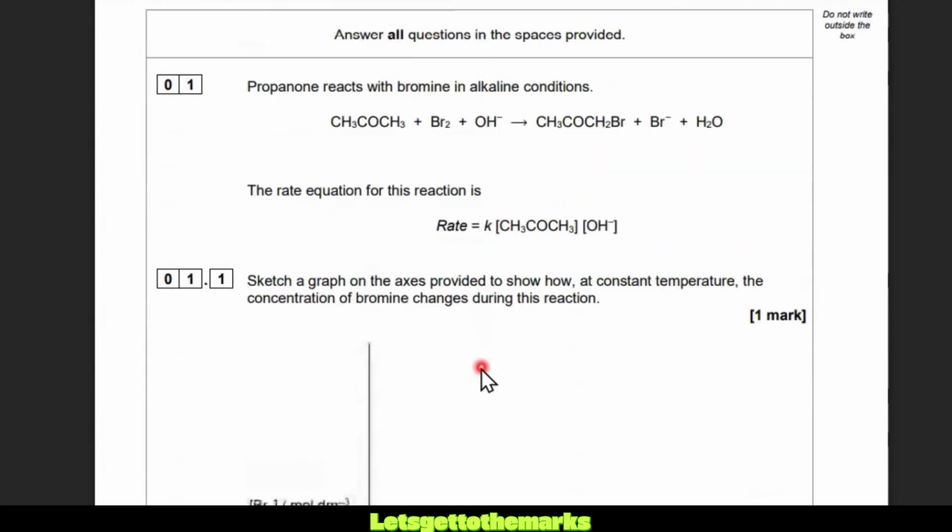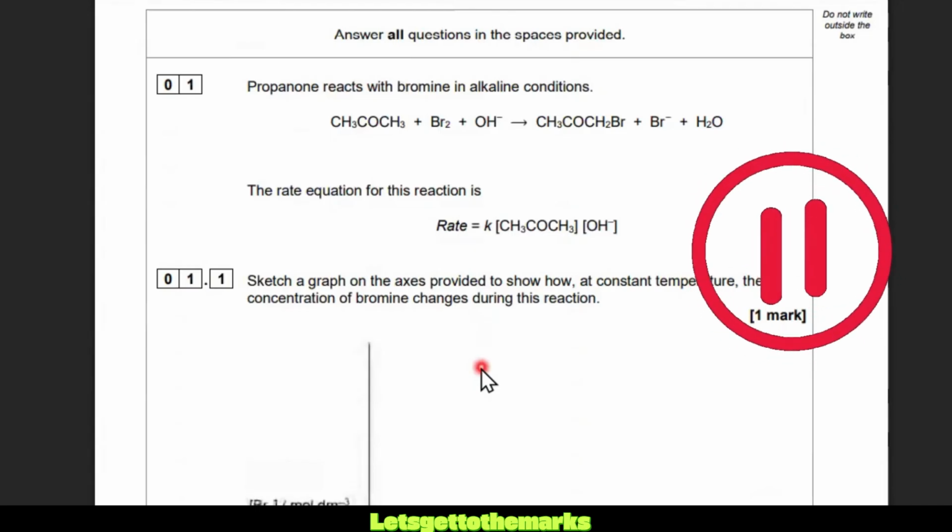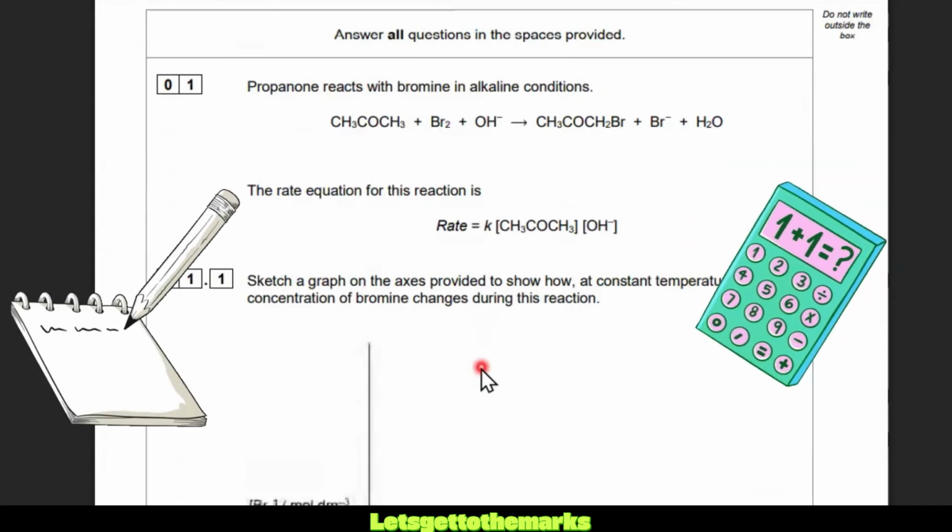So don't forget, at the start of each question, press pause on the video. You might want to listen to me read out the stem, but then press pause, grab a pen, grab a paper, grab your calculator and have a go. All right, I'm going through the questions.